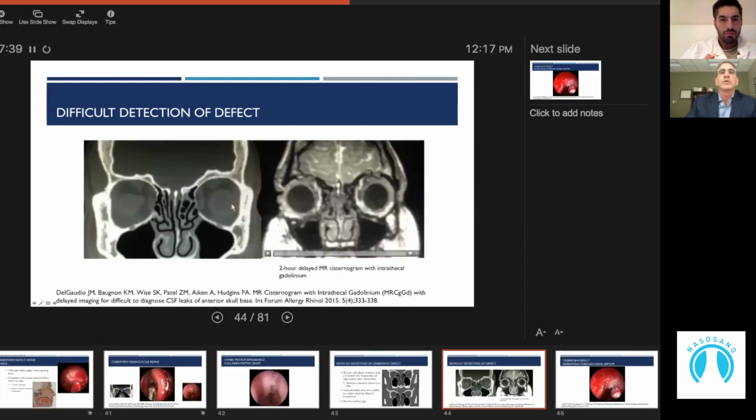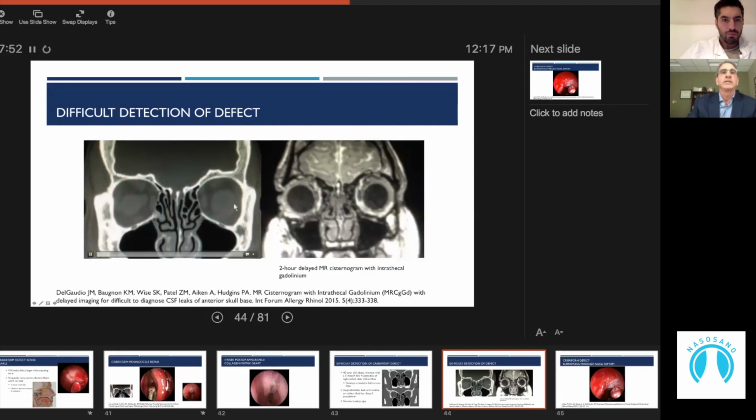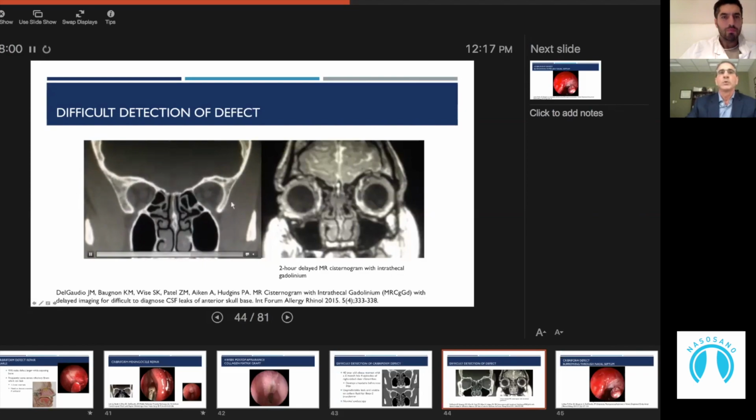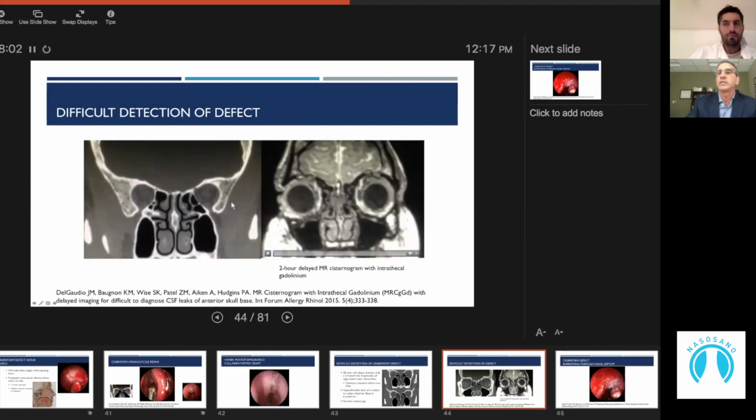So what we then did is we did an MRI with intrathecal gadolinium so that we could do delayed imaging. And if you look at the scan, first of all, let's look at the CT scan. Look up here at the cribriform plate and look at some lucencies here going across the upper septum and the cribriform plate. We really didn't think anything about that until we did the MRI.